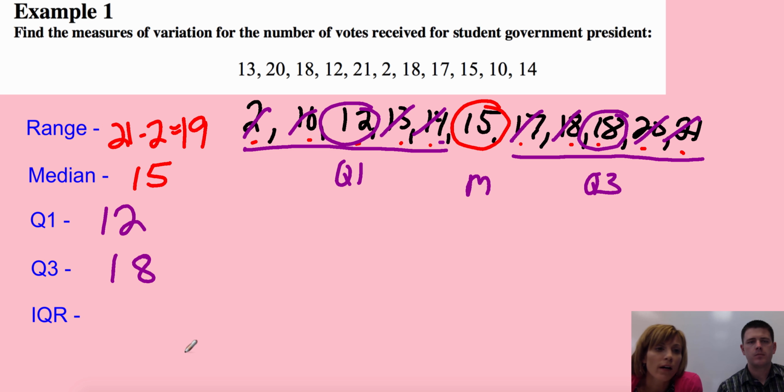So we have all of our vocabulary words identified, and we can just subtract 18 minus 12 for the IQR, interquartile range. Quartile 3 minus quartile 1 gives us 6 data points between our quartile 1 and our quartile 3. So that's kind of a measurement of how spread out the data is. From the lower quarter to the upper quarter, how far apart are those numbers? In this case, they're relatively close together.